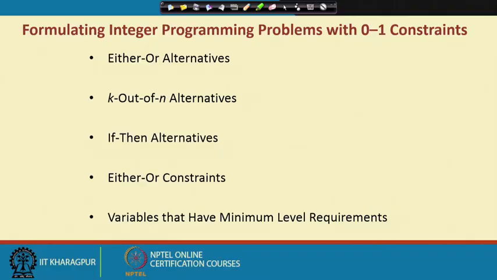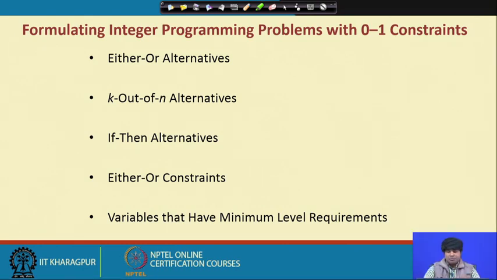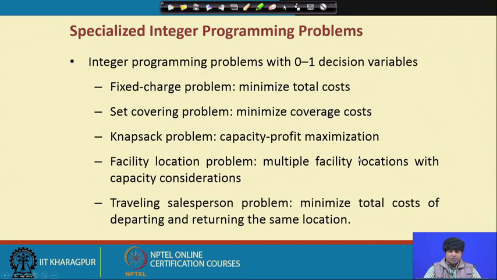So, let us see what the structure is so far as formulating integer programming is concerned. We have either-or alternatives, k out of n alternatives, if-then alternatives, either-or constraints, and variables that have minimum level requirement. Some of the specialized integer programming problems are the fixed charge problem, where we like to minimize total cost, and set covering problems where we minimize coverage cost. So, likewise we have a couple of specialized integer programming problems.